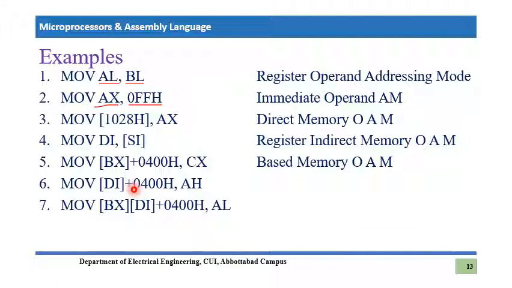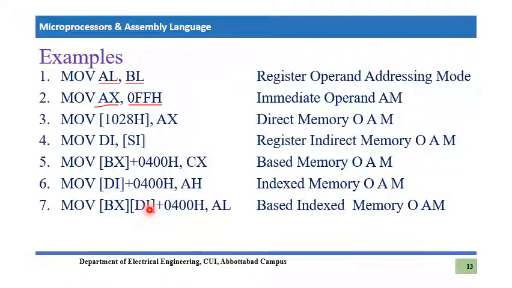Similarly, in the sixth example an index register is shown plus a displacement, so it is going to be index memory operand addressing mode. The last example is base index, because we see all parts, base, index and displacement, in a memory operand, so the last example is base index memory operand addressing mode. I hope these examples are good to recall each and every addressing mode we have covered.